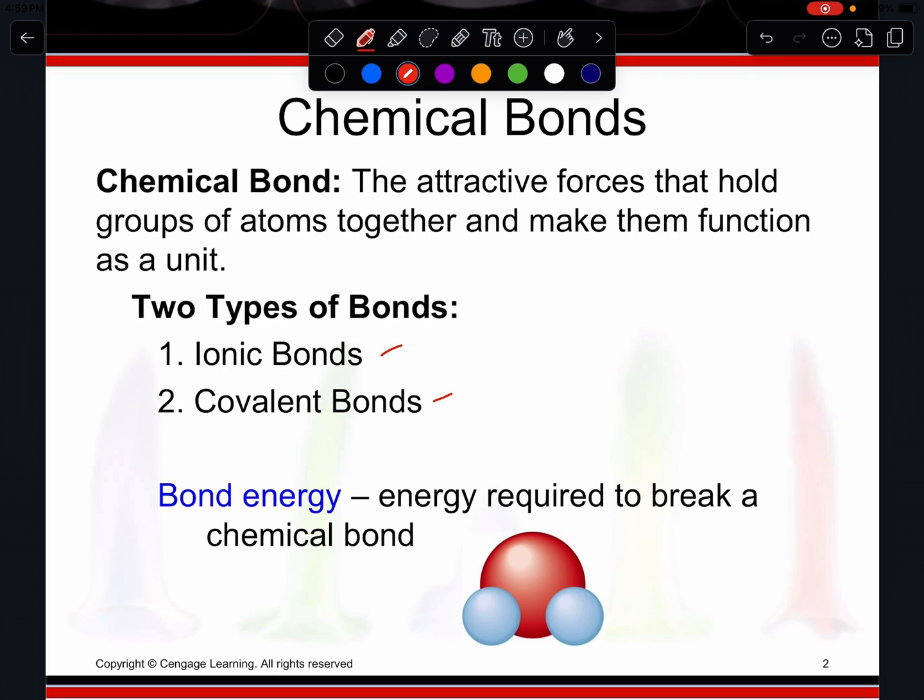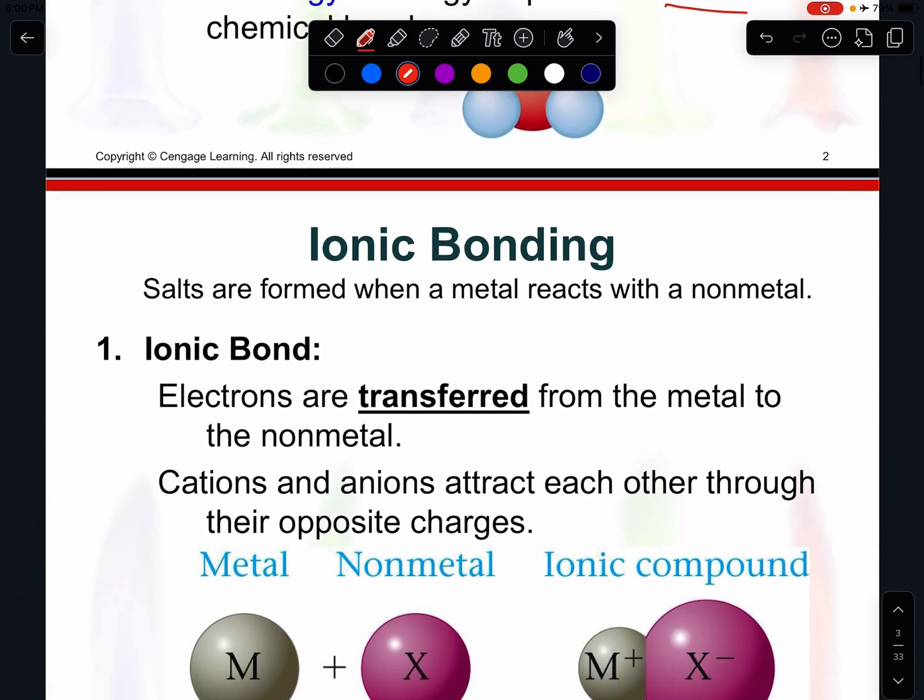Now, bond energy is a calculated form of energy that we can use to determine how strong a bond is. So bond energy is the energy required to break a bond, and we can use that to determine different types of properties as we learn more about chemical bonds.